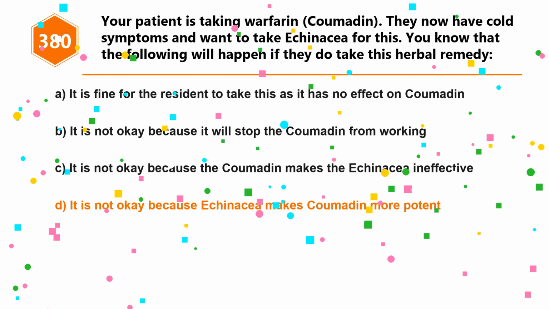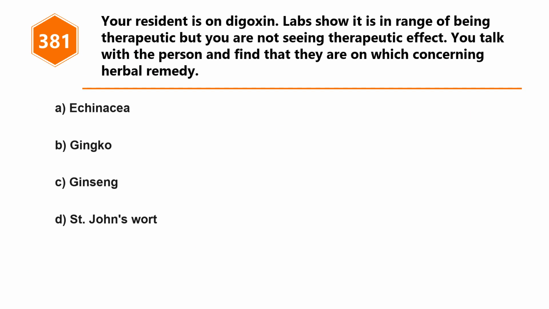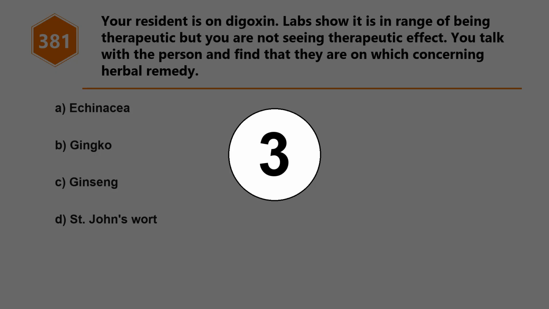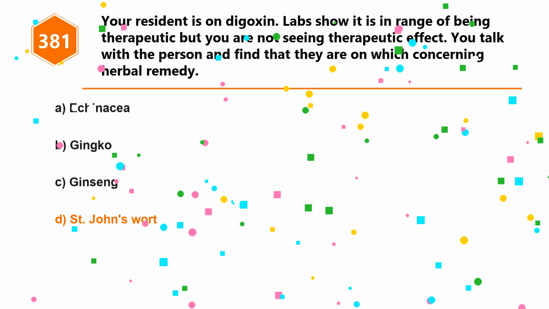The correct answer is option D. It is not okay because echinacea makes Coumadin more potent. Question 381. Your resident is on digoxin. Labs show it is in range of being therapeutic, but you are not seeing therapeutic effect. You talk with the person and find that they are on which concerning herbal remedy? Option A, echinacea. Option B, ginkgo. Option C, ginseng. Option D, St. John's wort. The correct answer is option D, St. John's wort.